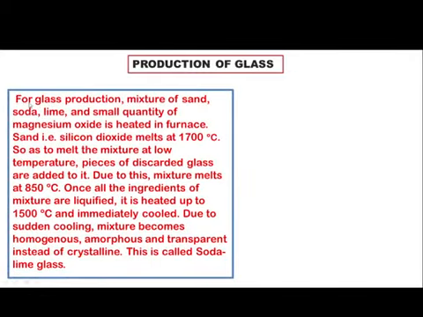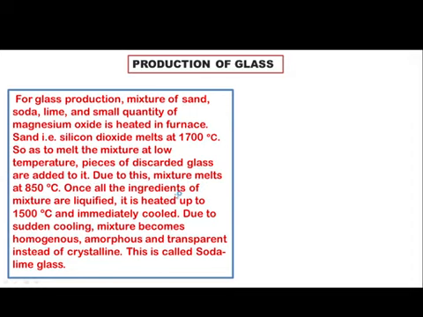Production of glass. For glass production, a mixture of sand, soda, lime and a small quantity of magnesium oxide is heated in a furnace. Sand, that is silicon dioxide, melts at 1700 degrees Celsius. So as to melt the mixture at a lower temperature, pieces of discarded glass are added to it. Due to this, the mixture melts at 850 degrees Celsius.